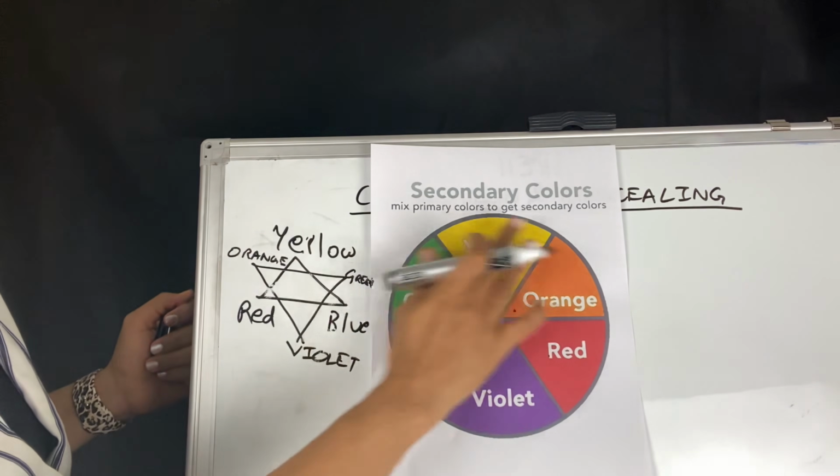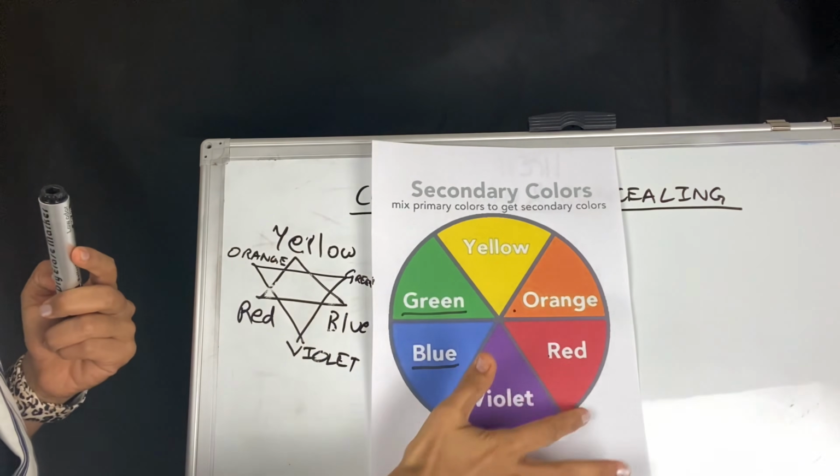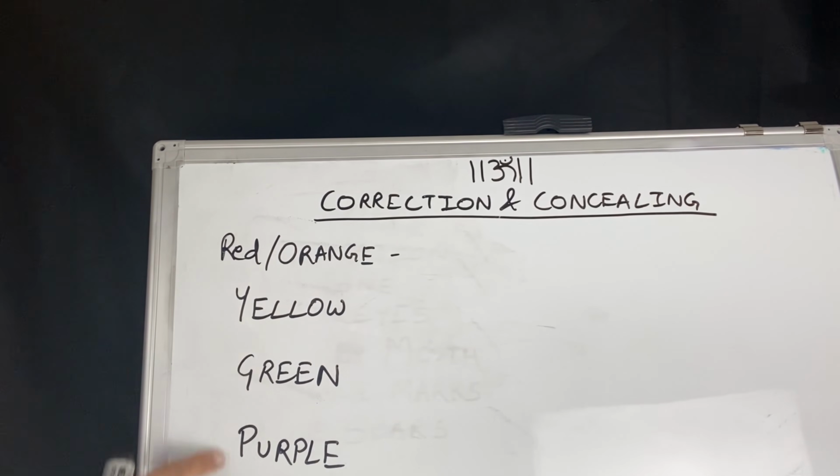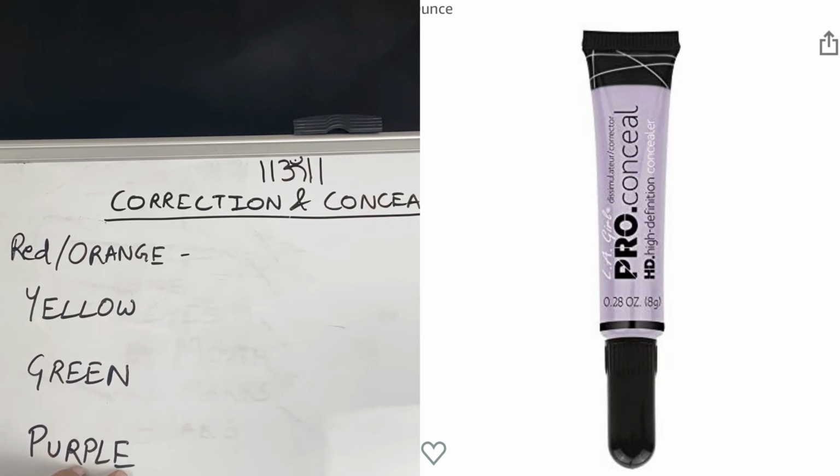So I hope now all this is clear to you, how to use a color. Now we'll talk about the correctors in detail. So guys, these are all the correctors that we get in the market. That is the red or orange corrector, then the yellow corrector, green corrector and purple corrector.